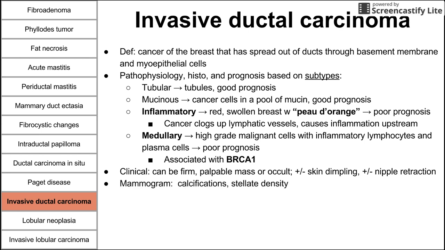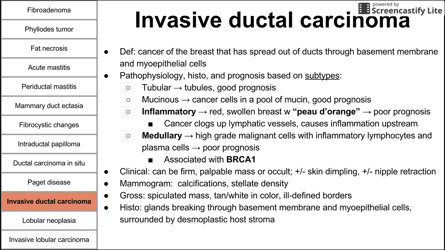On mammography, you see calcifications with a stellate density, which is star-like projections. Grossly, you see a spiculated mass, also star-like with projections, tan-white in color with ill-defined borders, characteristic of cancer. On histology, you see glands breaking through the basement membrane and myoepithelial cells. These glands are usually surrounded by desmoplastic host stroma, characteristic of any neoplastic condition. Treatment, again, is the works: surgery, chemo, radiation, and hormone therapy.